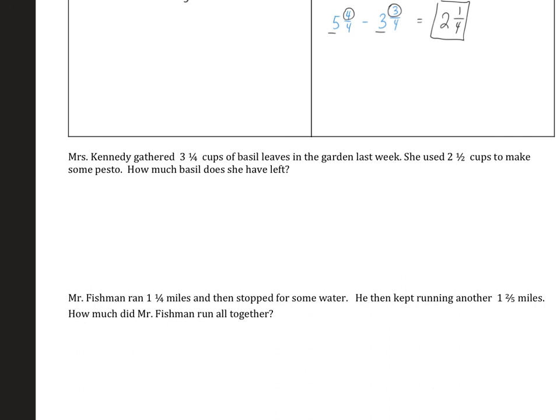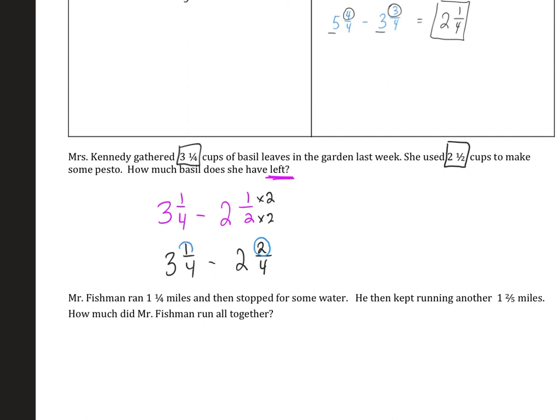Let's come down to my word problems. Miss Kennedy gathered 3 1/4 cups of basil leaves in her garden. If she used 2 1/2 cups to make some pesto, how much does she have left? Anytime you see that word left, we need to subtract. So here I'm going to subtract. I'm going to make my common denominator a 4, so I leave that one alone. I know 1/2, 2 times 2 is 4, 1 times 2.